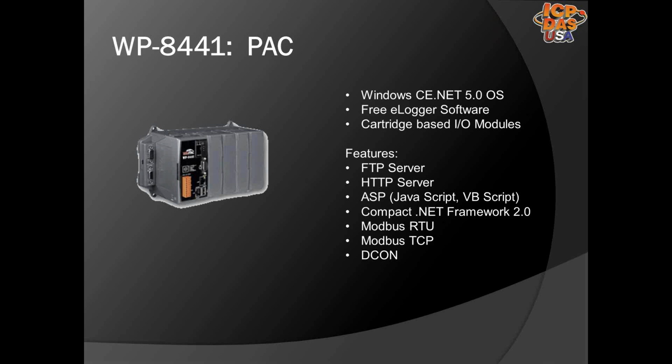WP8441 is a WinPack programmable automation controller with the Windows CE.NET 5.0 operating system. It has 4 I/O slots for cartridge-based I/O or communication modules. WP8441 can run multiple programs at one time and can also be used for data logging. It can be used to control and monitor building automation systems.